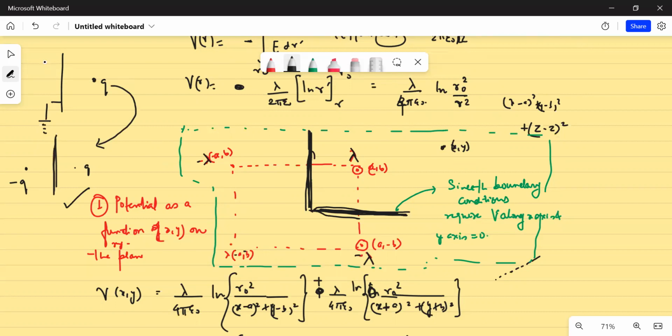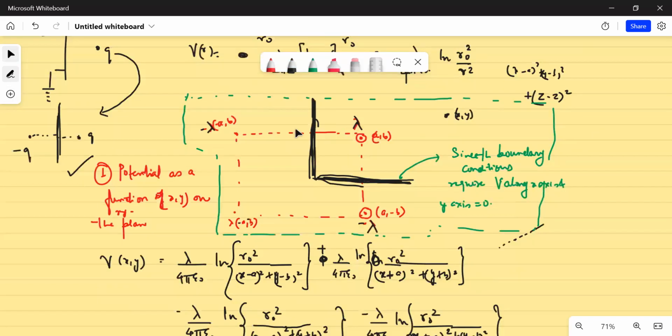So what is the boundary condition? The boundary condition suggests that my potential should be zero, because it is grounded. So in order to maintain that, you need an image charge. Now you have an image charge, potential would be minus kq upon r. Here it will be kq upon r. So in totality, the potential would be zero on this plane.